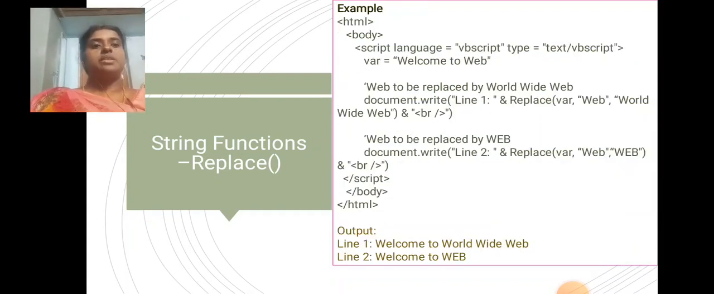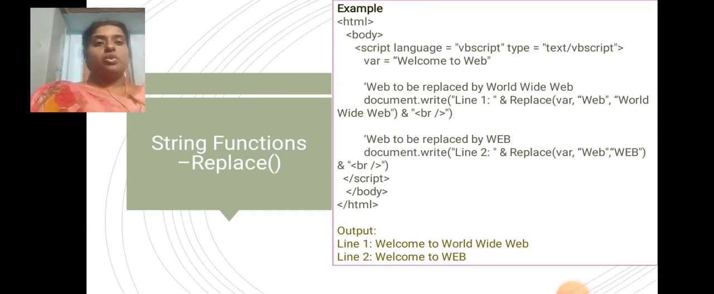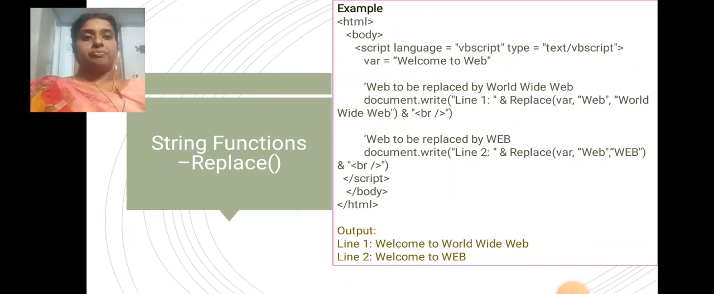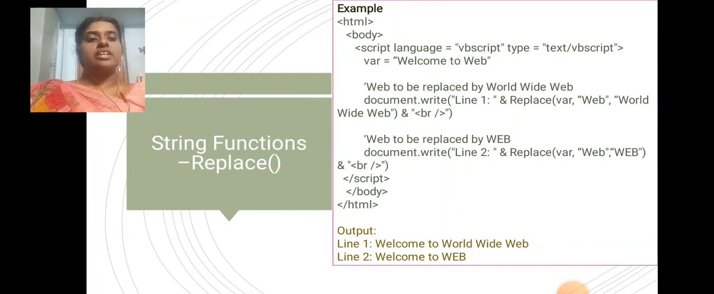So here is an example. In my variable I stored the value welcome to web. In the first line I am going to invoke the replace method: var, web, world wide web. I am performing the search and replacement in the variable var. What I am going to search for is web. I have to find whether web is present. If it is present, then I replace web with world wide web. So the final result will be welcome to world wide web.